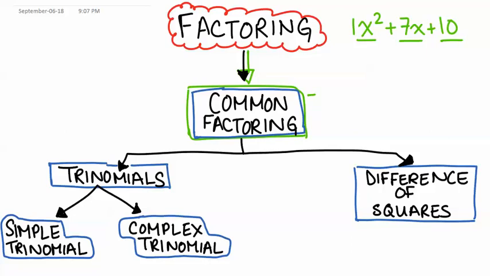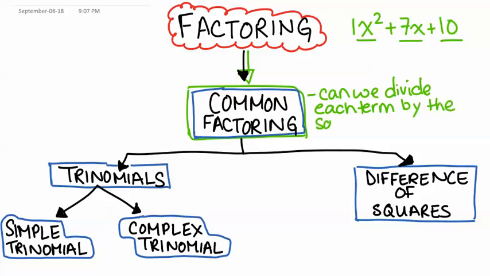So we're trying to see if we can divide each term by the same number or variable. Okay, so we want to check that first. So if we can, do it. If we can't, or even if we can, we move through our factoring chart.